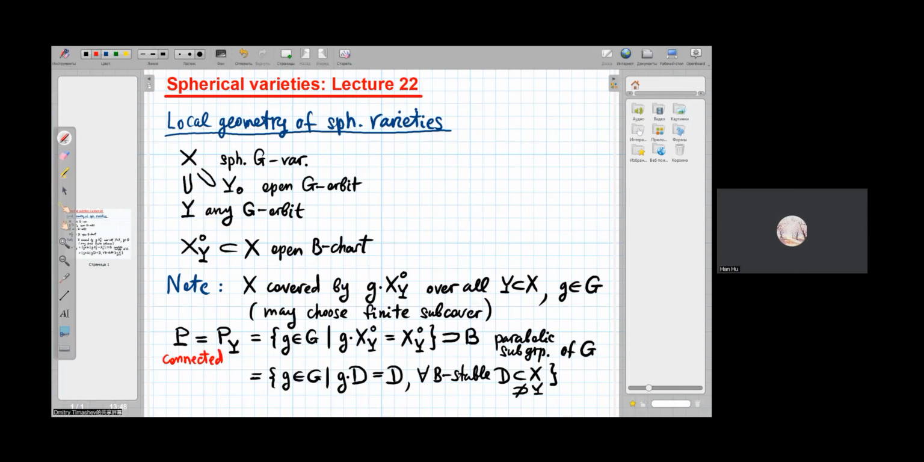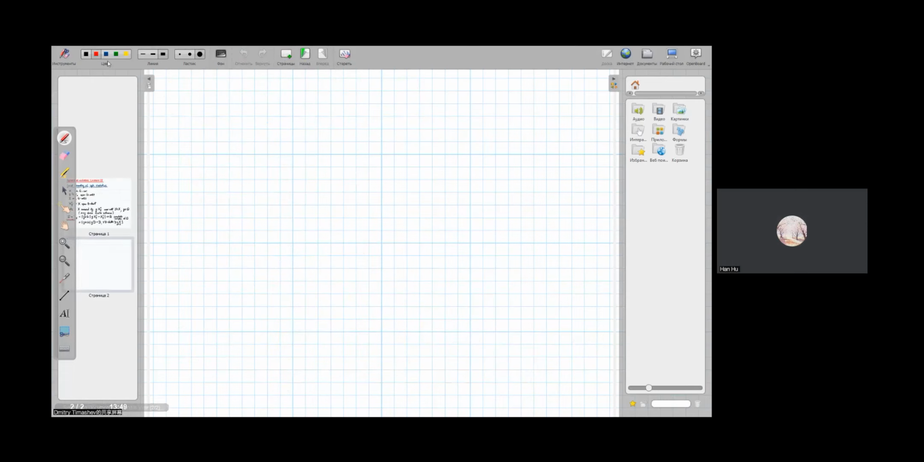Well, so we have this parabolic subgroup, and the structure of parabolic subgroups is actually well known. I can give you a reference, for instance, a reference on parabolic subgroups and their structure.